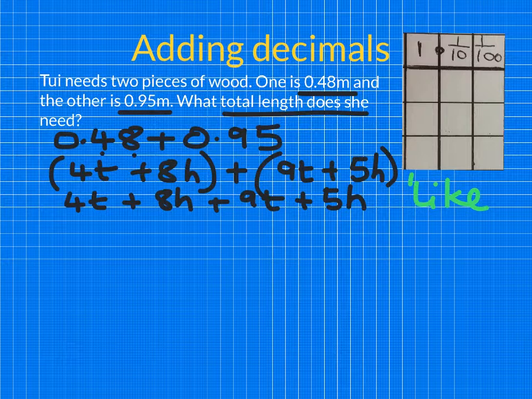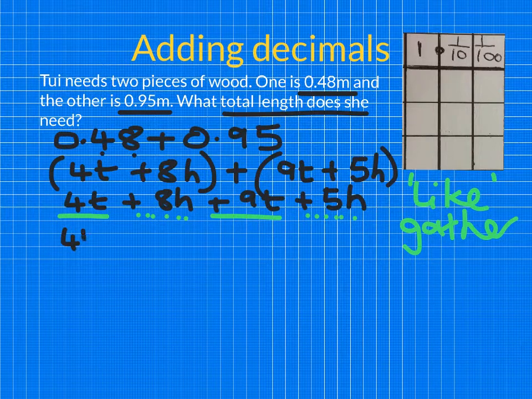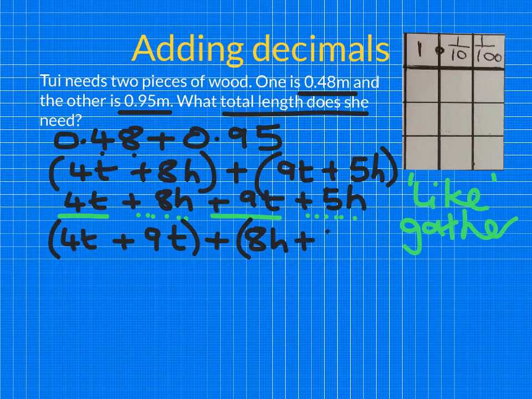Do we have any of those decimal place values that are like each other? And we can see that the 4/10 is like the 9/10. Similarly, the 8/100 is like the 5/100. Therefore, we can gather them together. 4/10 plus 9/10, and we can put that in a bracket if you like to show that we're gathering them together, and 8/100 and the 5/100.